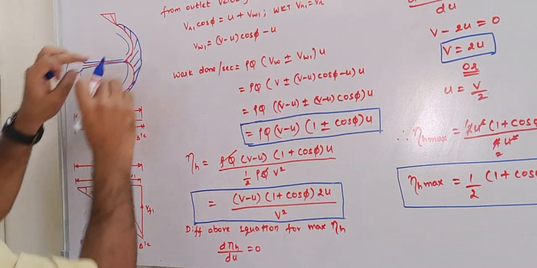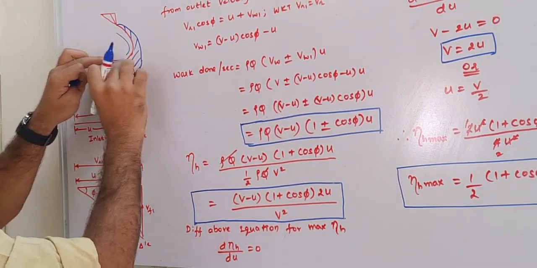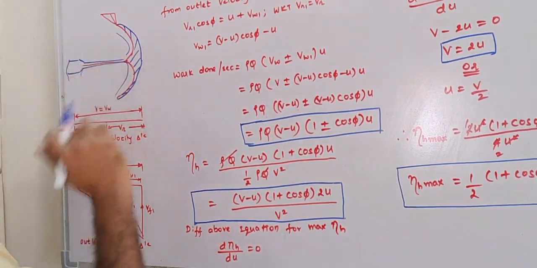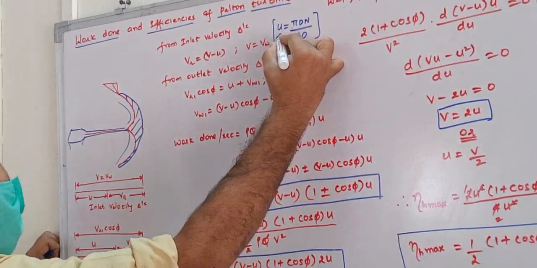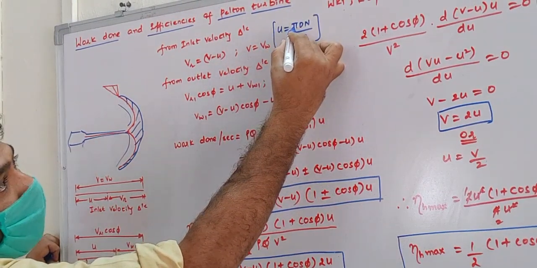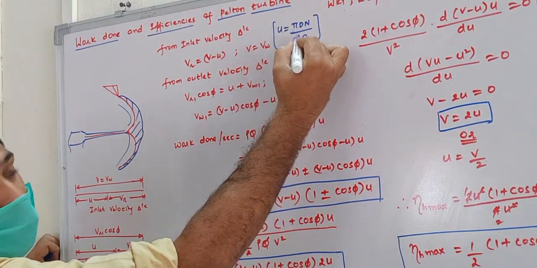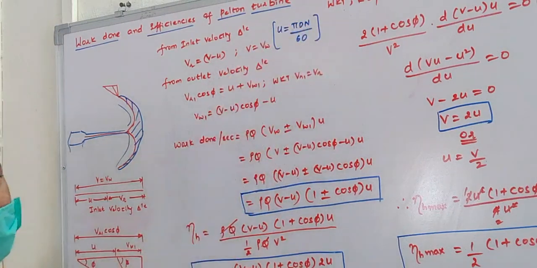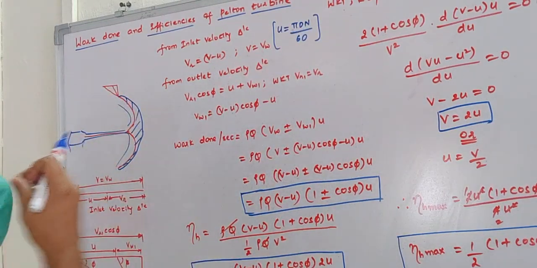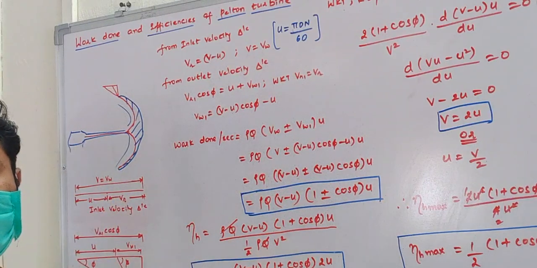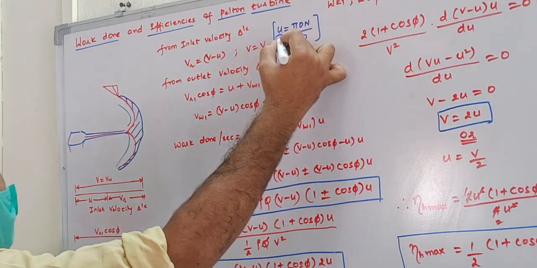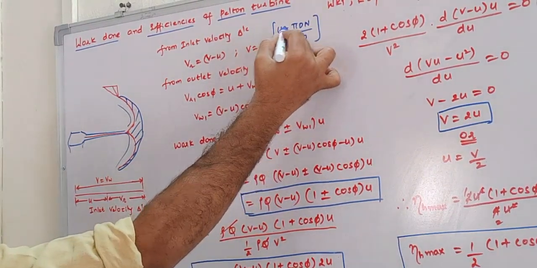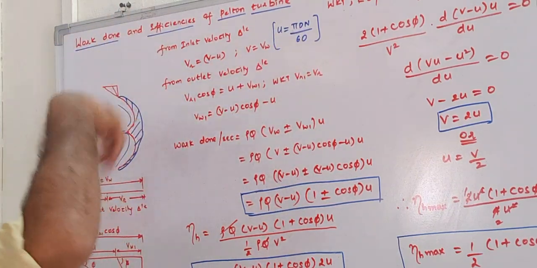So we want to calculate the velocity of the vane. To calculate the velocity of the vane, we calculate u, the linear velocity. Linear velocity is calculated by pi d n divided by 60. We know what d is: d is the diameter of the wheel. N is the number of rotations taking place per minute. So pi d n divided by 60 will give you the linear velocity. This is how we calculate the velocity of the moving vanes, all the vanes.